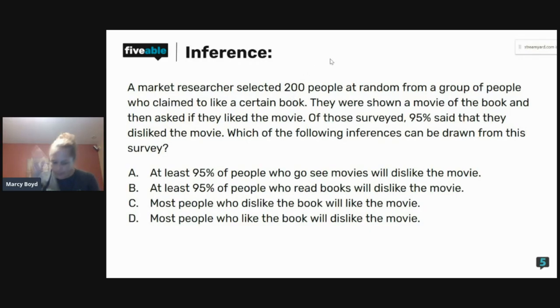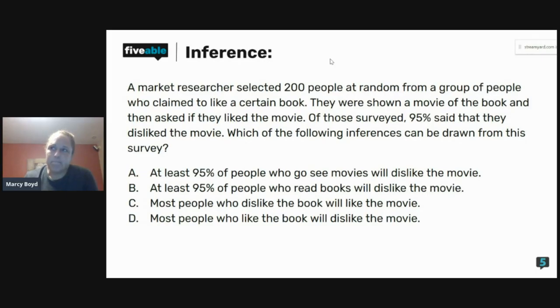Then pick your favorite book, right? 200 people like a book. They're asked this question. They all like the book. They watched the movie for that book. And then they were asked if they liked the movie. They read the book first. Of those surveyed, 95% said they did not like the movie. They still like the book, but they don't like the movie. So which of the following inferences can be drawn from this survey?